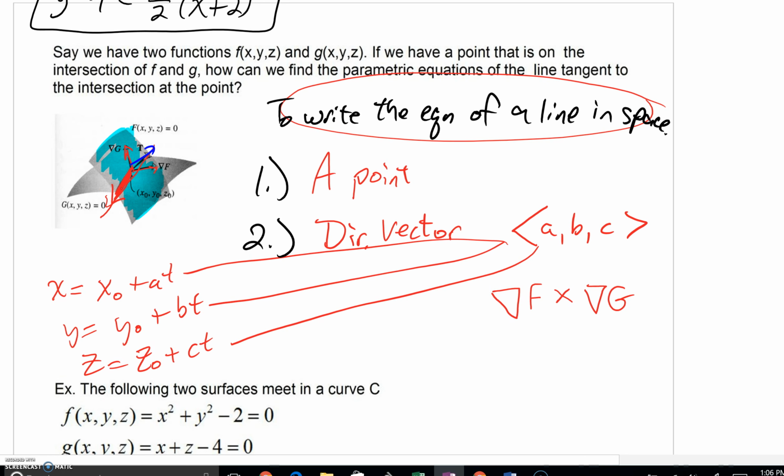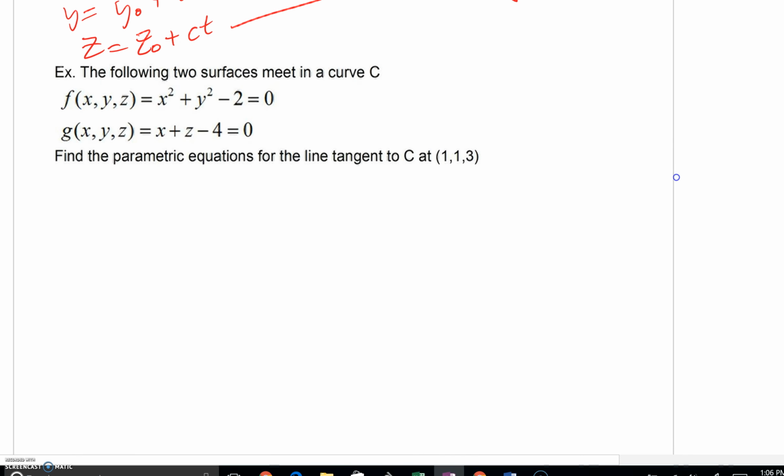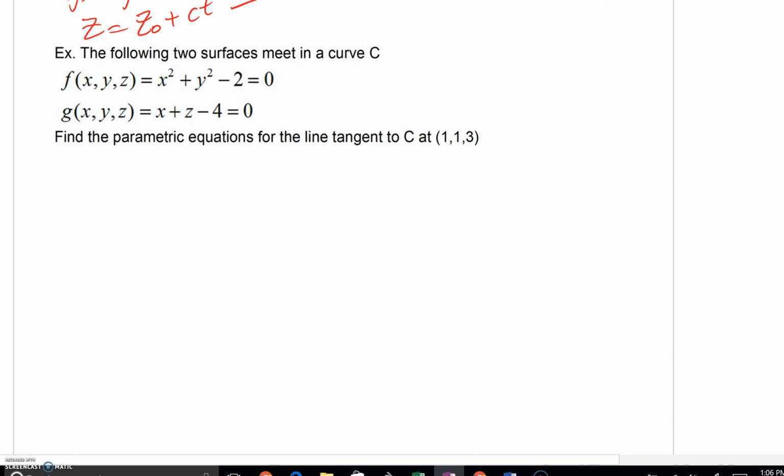And by the way, if you look back on an old picture that I handed out to you, do you remember how when two planes intersect, their normal vectors would have a cross product that lies on the line? I can bring that picture back up. Sadly, not in the video. We're running out of some time here. But let's see what we've got going on. So it says the following two surfaces meet in a curve, and we'd like to find the parametric equations for the line tangent at a given point.